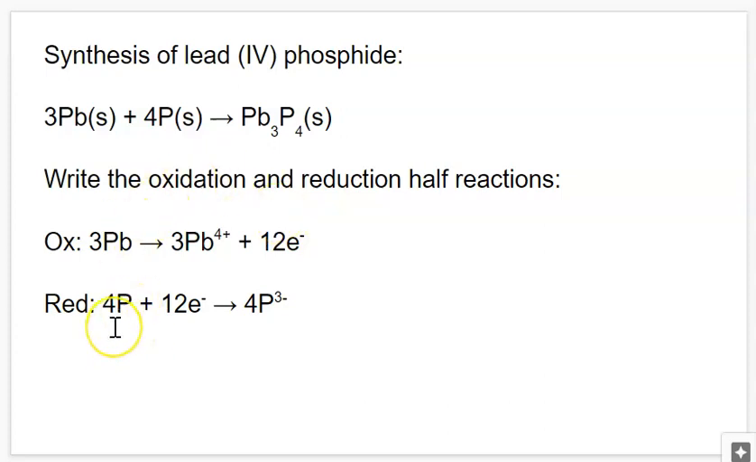Whereas the phosphorus is starting neutral and ending up as phosphorus 3 minus, which is the normal ionic charge for phosphorus, which means that each individual phosphorus atom is gaining 3 electrons to go from 0 to 3 minus. And since that's happening 4 times, that's a total of 12 electrons being gained. So phosphorus in this case is being reduced. And phosphorus is going to be gaining the 12 electrons that the lead is losing.